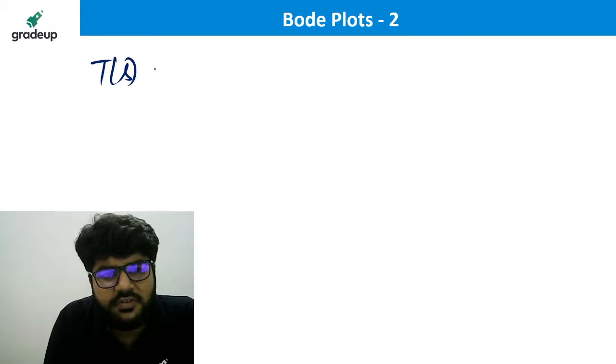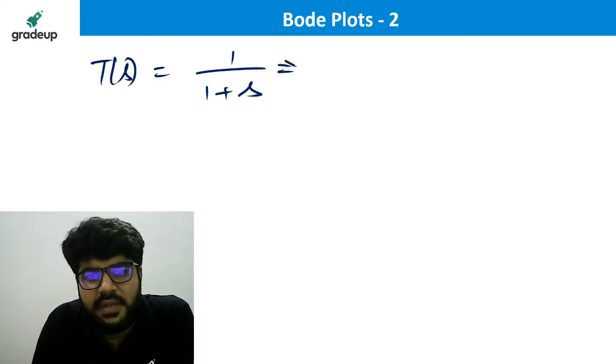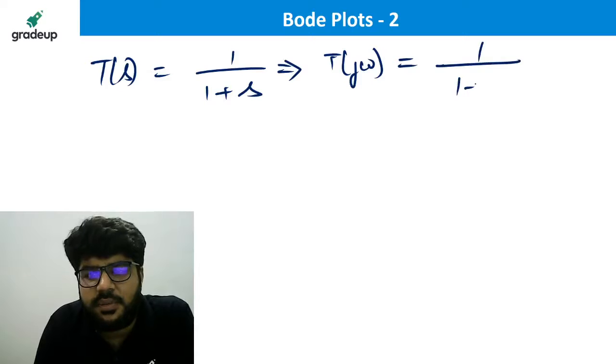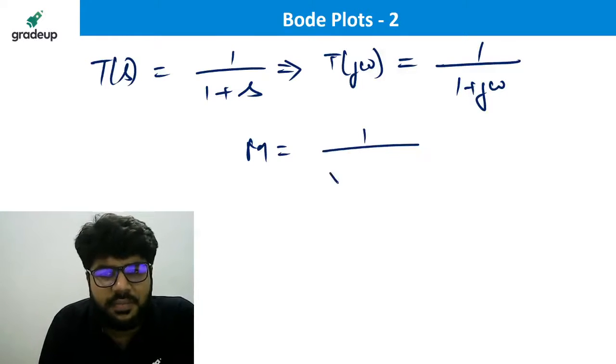Suppose you have the transfer function of the form 1 upon (1 plus 2s). Yeah, simply 1 upon (1 plus s). That means what is the frequency response? The frequency response will be 1 upon (1 plus j omega). And then what is the magnitude? It is given by 1 upon square root of (1 plus omega squared).